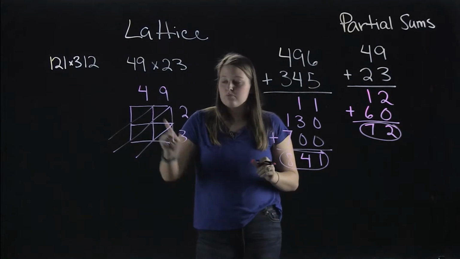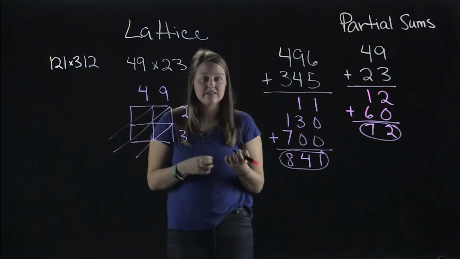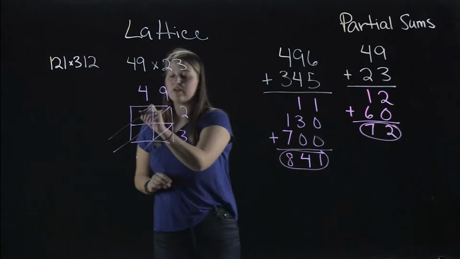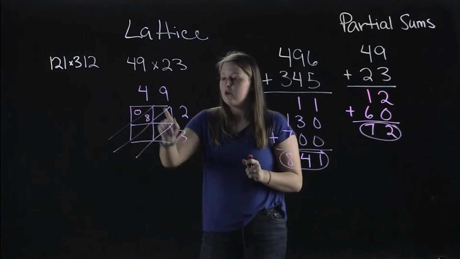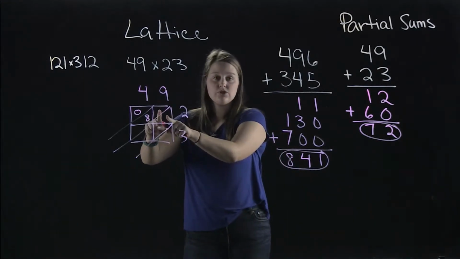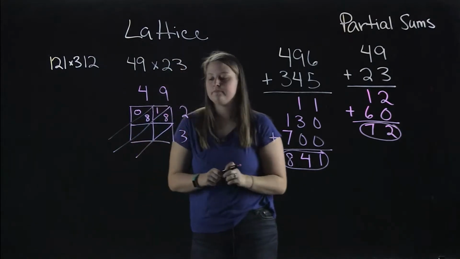So now you have to multiply. So we're going to do 4 times 2 is 8. And since 8 doesn't have a tens place value, you're going to write a 0. So 0, and then you're going to put 8 in the bottom triangle. So now we're going to do 9 times 2 is 18. So you're going to put 1 in the top and 8 in the bottom.